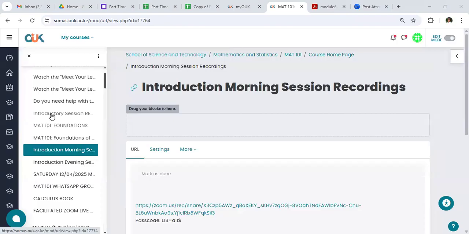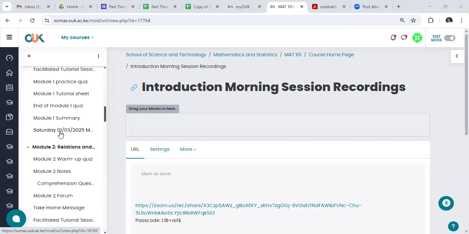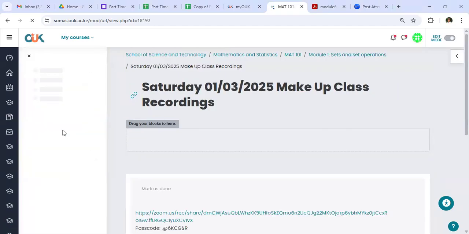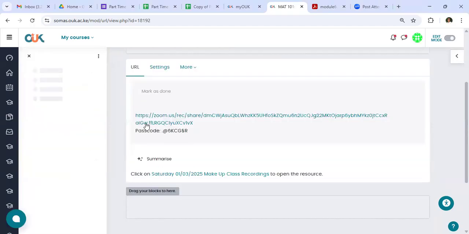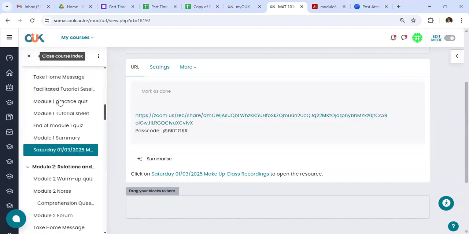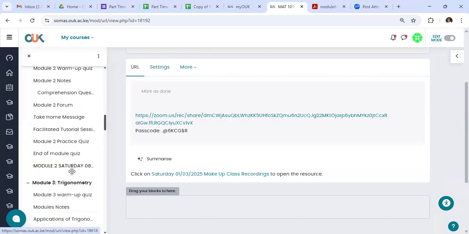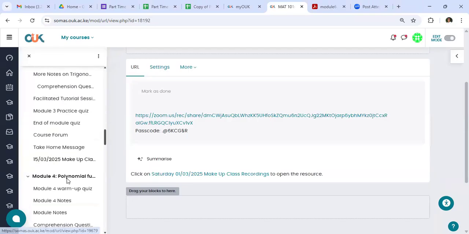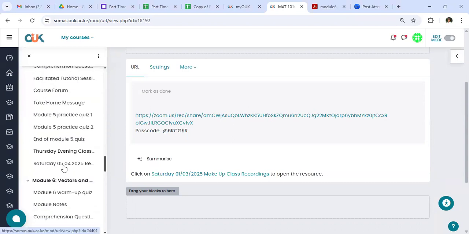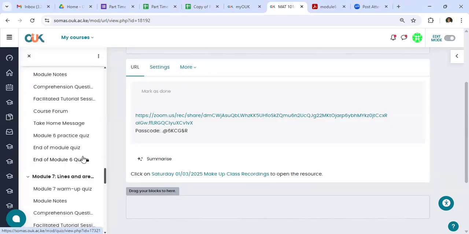Then come to module 1, just right at the end of module 1, you see it here. So you have the recordings. Copy the passcode, enter. Go back, module 2, at the end, the recording. Module 3, at the end, there's a recording. Module 4. Module 5, we did the evening and you also did Saturday, so you have these 2 recordings. Module 6, I'll add a recording. Immediately it's loaded, I'm going to add it today. You'll find it here.